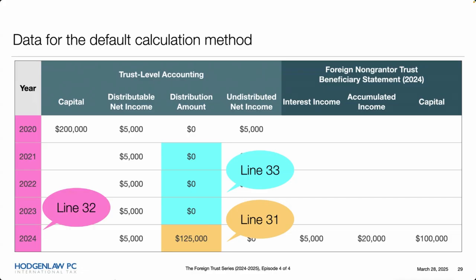Line 32 is a calculation of how many years the trust has been in existence in order to calculate a number which will later be used for the interest charge. And line 33 is the 3 years of prior history for distributions from this trust to the beneficiary. And with those three pieces of information, you can now calculate of the 125,000, how much is going to be accumulation distribution and how much is going to be ordinary income.